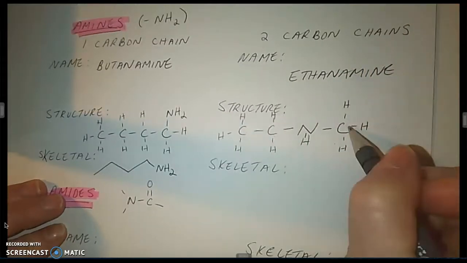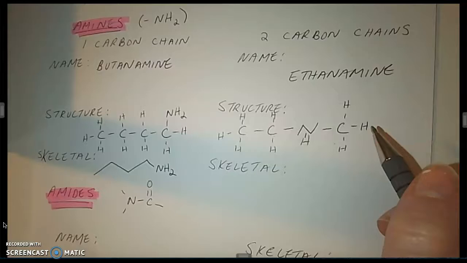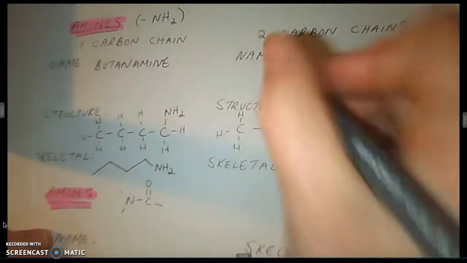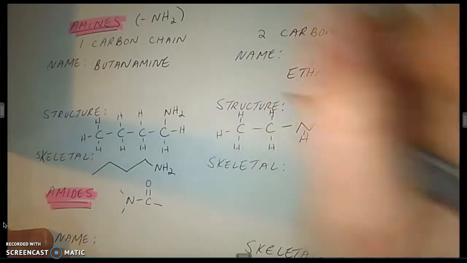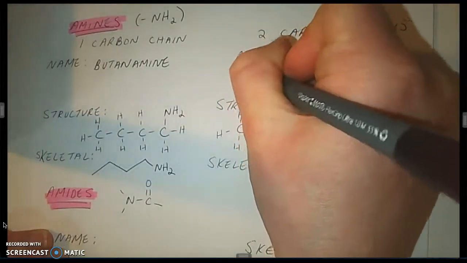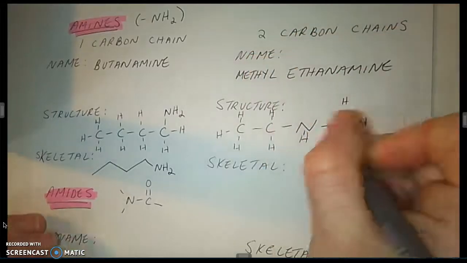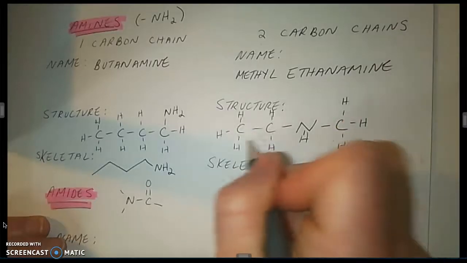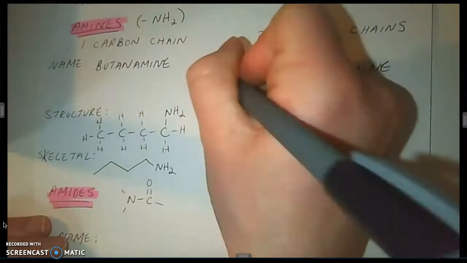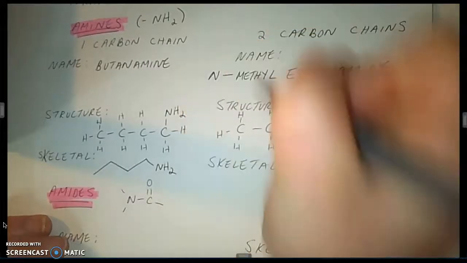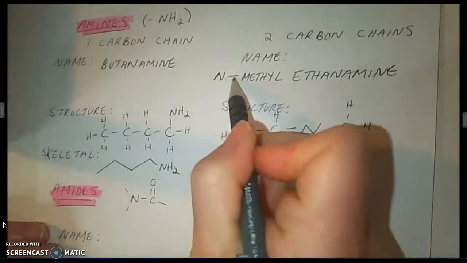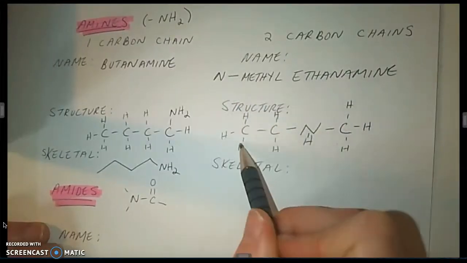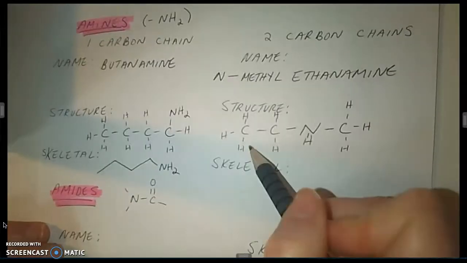Okay, and then this piece, there's one carbon on this side piece here. So that would be a meth. Okay, and I'm going to name it like a branch, so methyl. But then I have to be clear that my carbon is bonded to a nitrogen, not somewhere else on the other carbon chain. The way I do that, instead of using a number, I use a capital N. Okay, so the N here tells me that my methyl piece is bonded to the nitrogen. So N-methyl ethanamine.